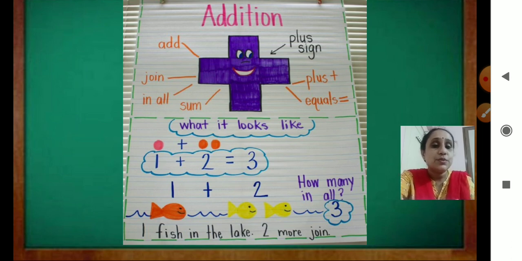Okay, you can also make it like this. So what does it look like? Now see, one ball is there, and if I am giving you one ball and your mother is giving two more balls, then how many balls are there? 3. 1 plus 2 is 3. Now you can see one fish in the lake and two more join. So how many in all? 3. 1 plus 2 is 3. Okay.